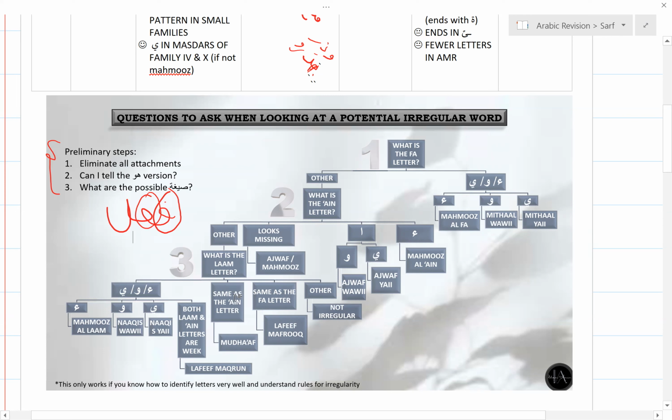So if the lam letter is the same as the ain letter, then of course you know that's muda'af. Then you have a shadda, doubling. You're done. What if it's the same as the fa letter? So if the lam letter is the same as the fa letter, you have lafif mafruq. Again, done. But what if it's not? What if you've gone through this whole process and lam is not any one of these? It's other? Then it's not irregular. You don't need to worry about that. You just treat it normal. Okay? I hope that's clear how we do all that, and I hope that can assist.